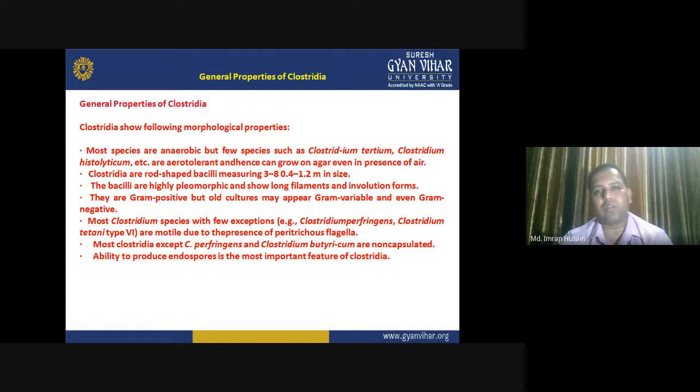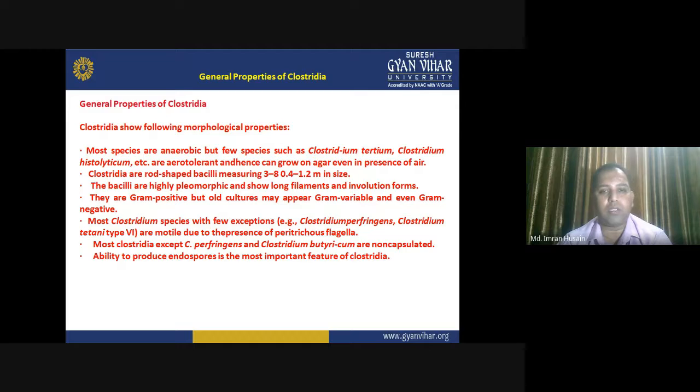General properties of Clostridia. Clostridia show the following morphological properties. Most species are anaerobic, but a few species such as Clostridium tertium and Clostridium histolyticum are aerotolerant. They can grow on agar even in the presence of air.